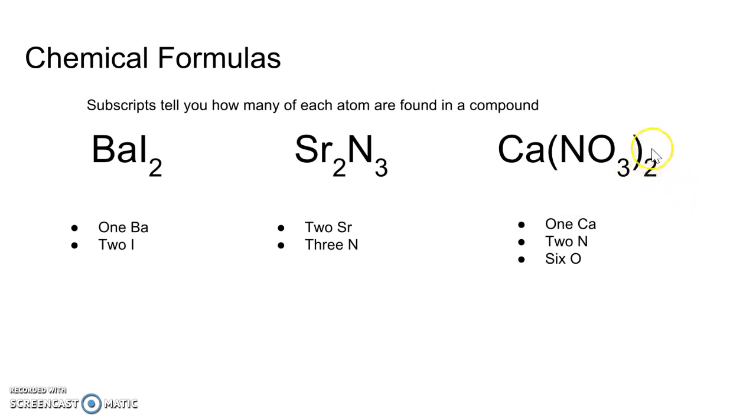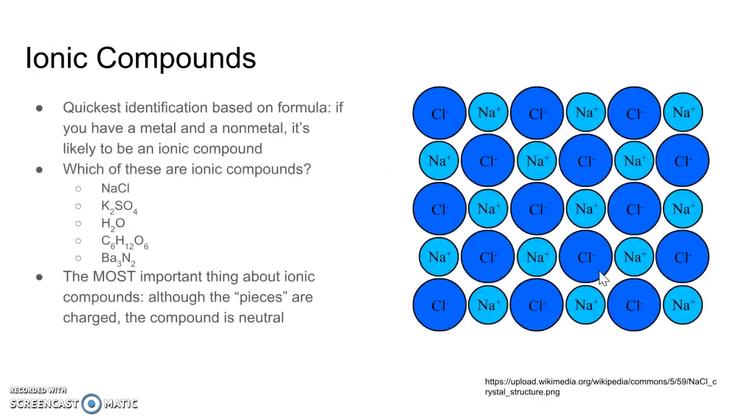All you need to know is that when something's in parentheses, similar to algebra, all you have to do is go, oh, there's a 2 on the outside of this, so I just have to multiply everything that's within the parentheses by the number that's on the outside. So in this particular case, I multiply everything inside the parentheses by 2. Outside of the parentheses, I have just 1 calcium, but within the parentheses, I have 2 nitrogens and 6 oxygens. All right, just keep that in mind going forward.